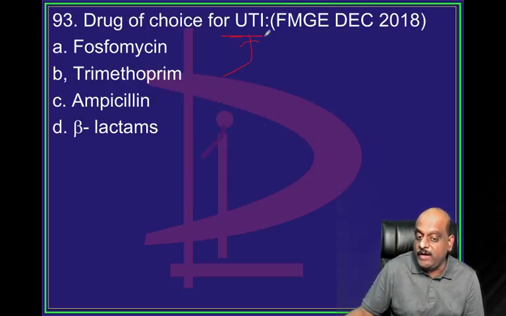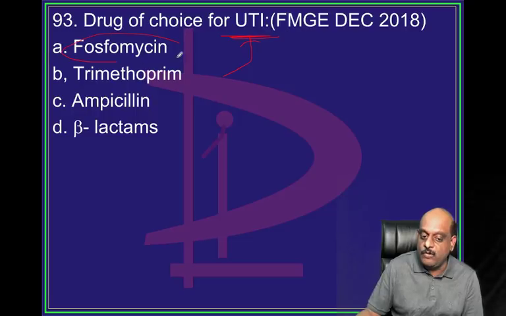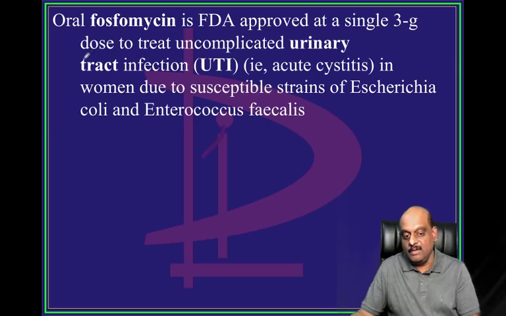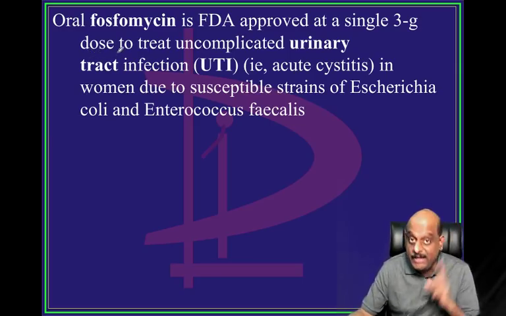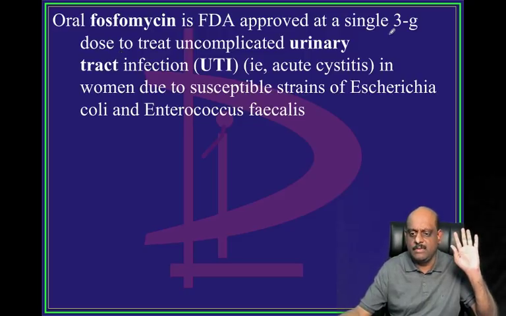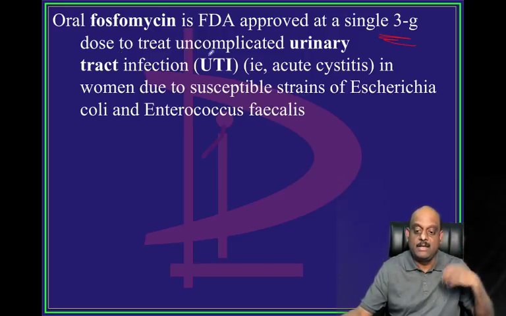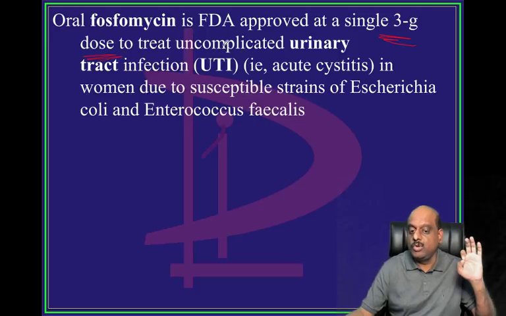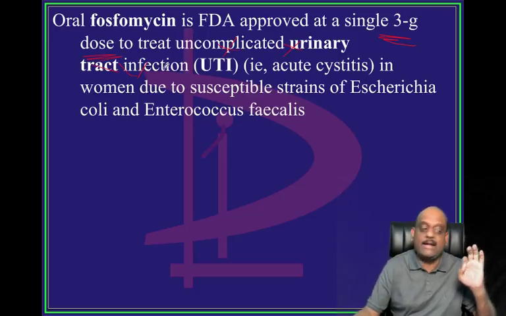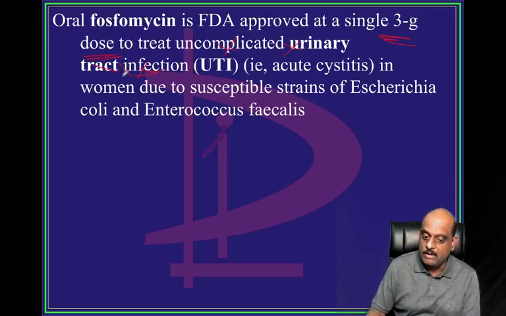What is the drug of choice for UTI? Fosfomycin. Fosfomycin, single 3-gram dosage. That's the beauty part of it. Single 3-gram dose to treat uncomplicated urinary tract infections is what you need to remember.